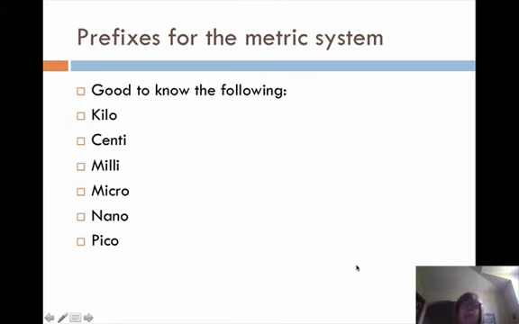Okay, now prefixes. Let me quickly tell you what you need to know. You need to know at least these definitions for prefixes. For instance, the definition of a kilo is that a kilo is 1,000 whatevers. Remember, these prefixes can go in front of any unit. Let's use meter. A centimeter is 1 times 10 to the negative second meters.